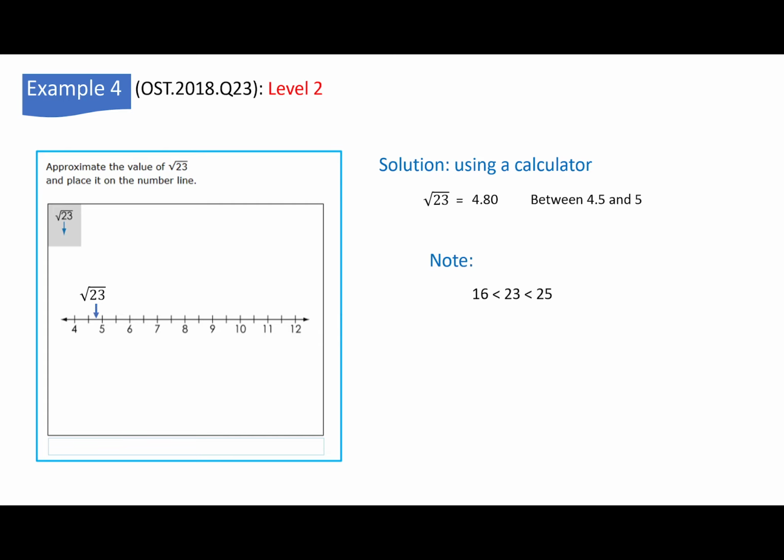Now, if you want to think of it in a different way, say 23 between 16 and 25. Again, 2 consecutive perfect squares. Square root everything. It's between 4 and 5. But don't place it here because you won't get a point for it. It's closer to 25. 23 is closer to 25, so it should be around here. Okay.